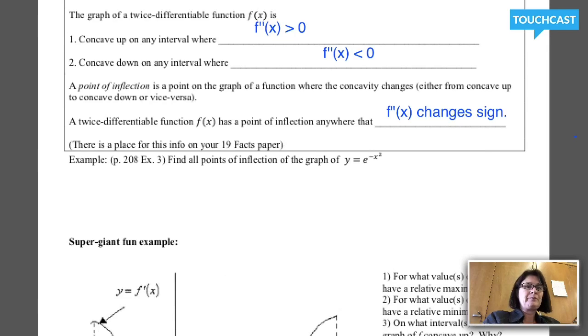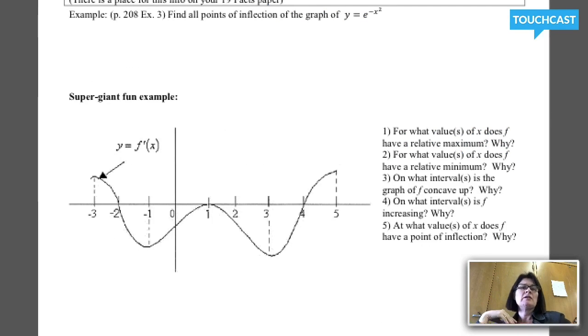We're going to do this example. Page 208, example 3: find all points of inflection of the graph of y equals e to the negative x squared. Where does a point of inflection occur? It occurs where y double prime changes sign. So it's not good enough to figure out where y double prime is 0. We're going to have to find where y double prime changes sign. We're going to do that by making another one of those sign charts, like a number line sign chart, for y double prime.